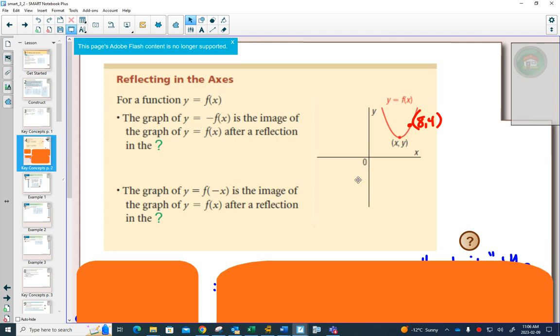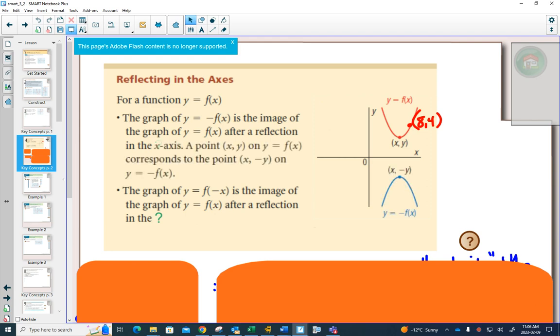So if I take this red graph and I flip it vertically, it would go down there. And if I took that point (8, 4) and I flip that point down, it's now going to be at (8, negative 4). The only thing that's changed is the y-coordinate has gotten multiplied by negative 1.